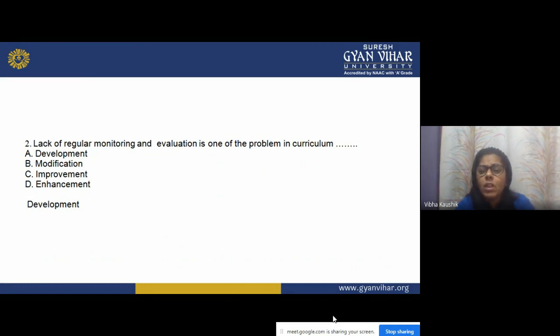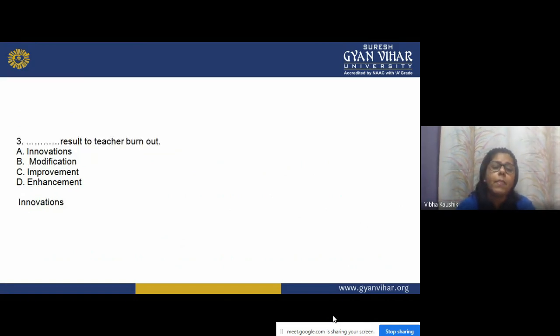Means curriculum development is not developing, because the regular monitoring and evaluation of the curriculum is not done at a particular time.